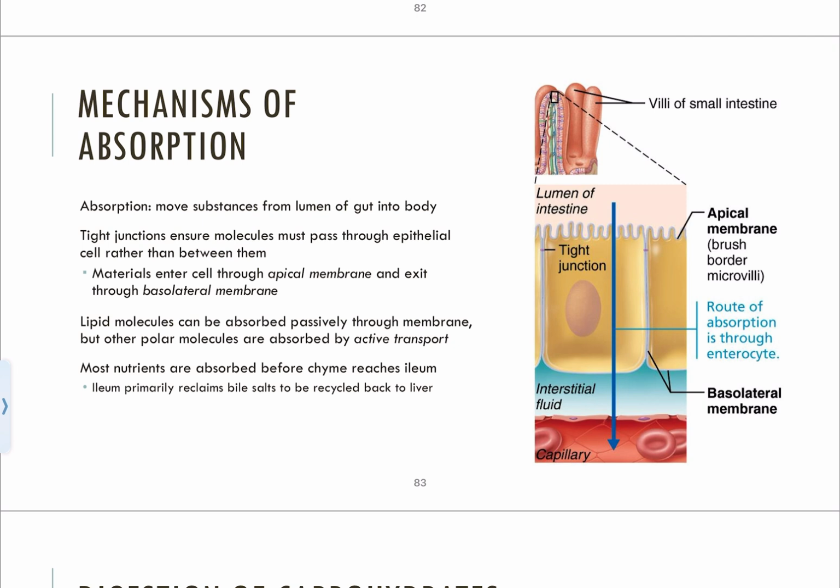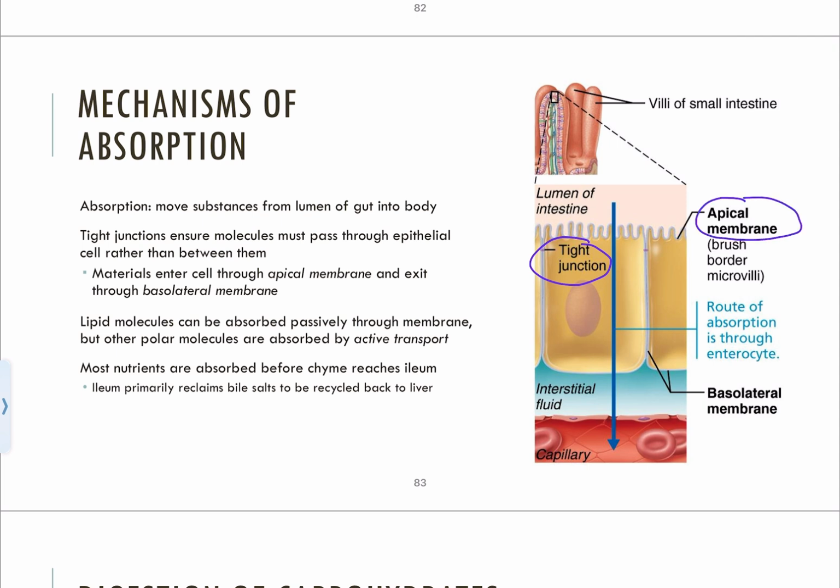In between each one of our enterocytes, we have tight junctions. And the purpose of these tight junctions is so that we do not have spread of ions or different things between the adjacent cells. The only place we want substances to be able to cross the plasma membrane of an enterocyte is on the apical surface and the basolateral surface.